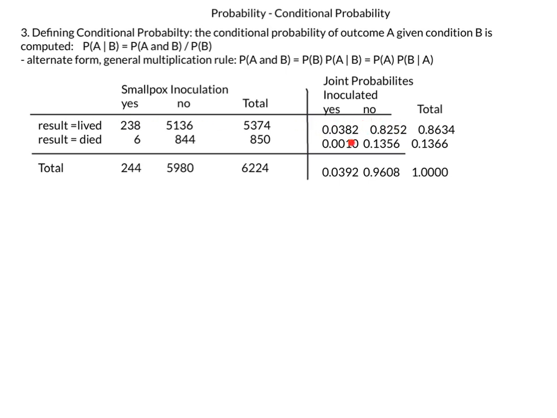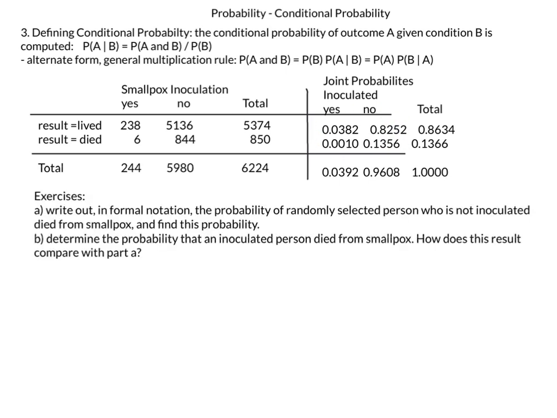Remember, these are joint probabilities. These are not conditional probabilities. The probability that someone was inoculated but died is very small, 0.001, so less than 1%. The probability that someone was not inoculated and died is 0.13, approximately 13%. And these are our marginal probabilities over here on the totals. And these here, again, are joint probabilities, not conditional, but joint probabilities. Now we have some questions.